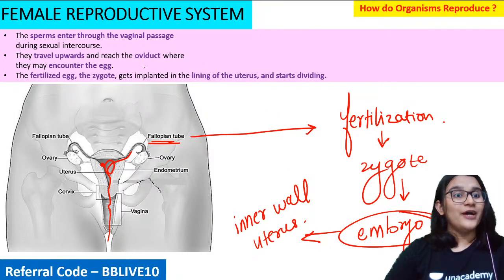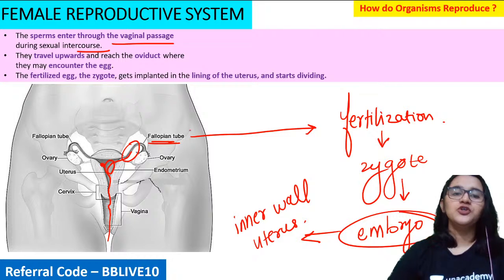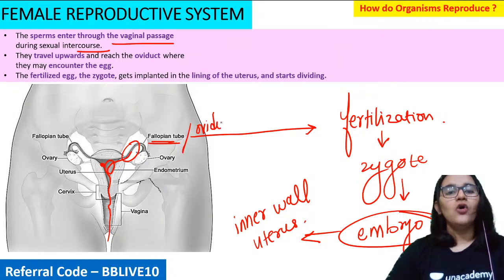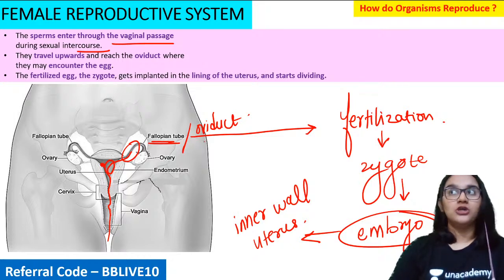So what do you want to know about? The sperm enters the vaginal passage through sexual intercourse. They travel upwards and reach the oviduct. The fallopian tubes are also called the oviducts, where they may encounter the egg. It is not sure that they will encounter the egg; they might encounter the egg.